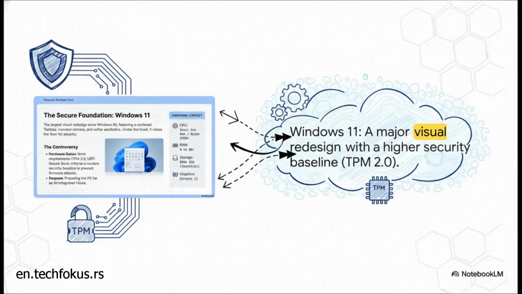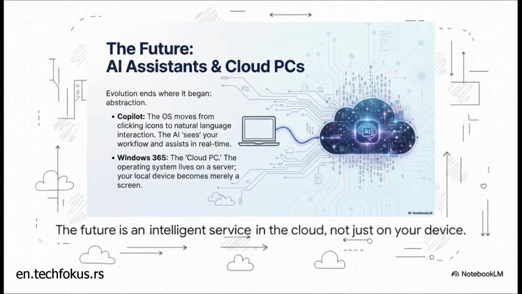They brought in these super strict hardware rules, like your computer needing a special security chip, a TPM 2.0, and the whole point of that is just to build a much safer foundation from the ground up to fight off modern attacks. But the really mind-bending stuff, the true evolution, isn't even happening on your computer anymore. The future of what Windows even is comes down to 2 big ideas: AI and the cloud.